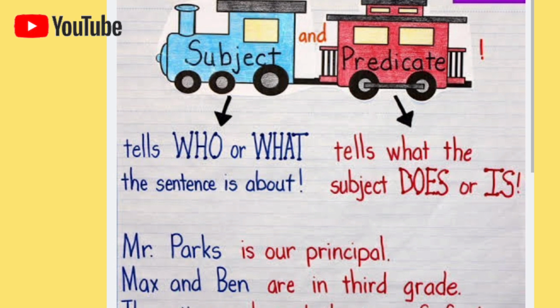Max and Ben are in third grade. The subject here is Max and Ben. Are in third grade is the predicate part of the sentence.